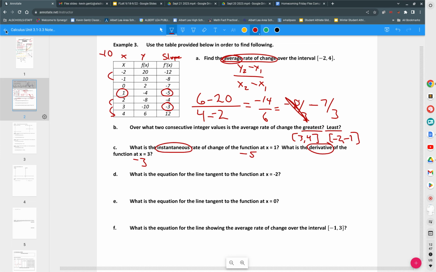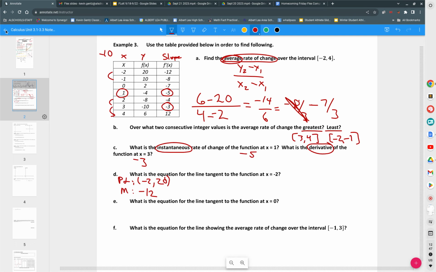We're going to ask the exact same question again. What is the equation for the line tangent to the function at x equals -2? What two things do you need to write an equation for a line? You need a point and you need the slope. Well, at x equals -2, what's the y value? 20. What is the slope? -12. So -12, the slope of the tangent line, that is the instantaneous rate of change. It is the derivative. They all mean the same thing. Okay? Everybody see that?